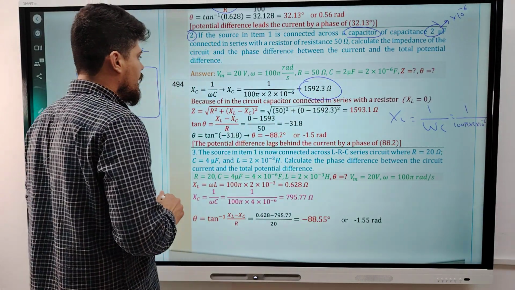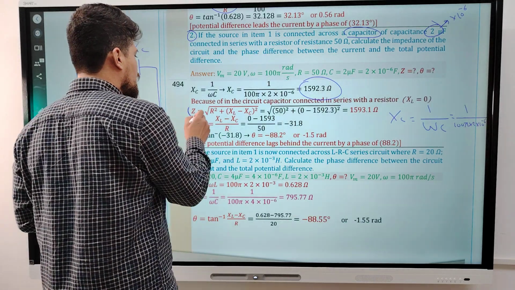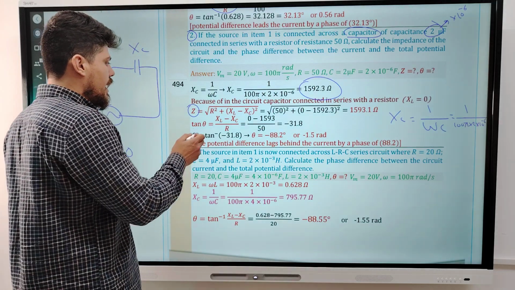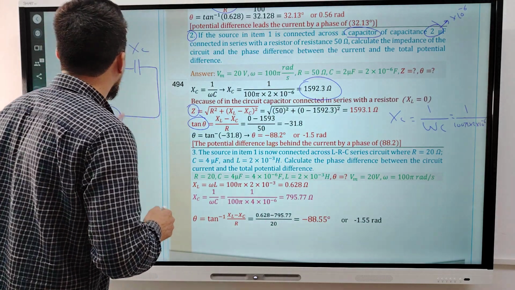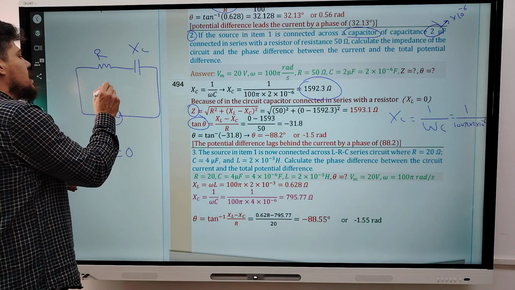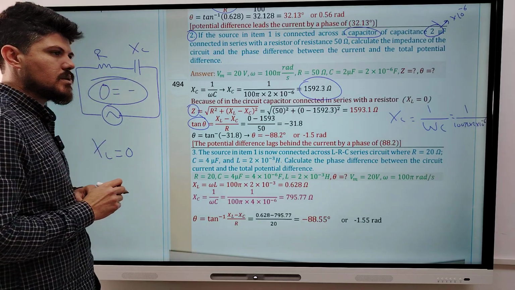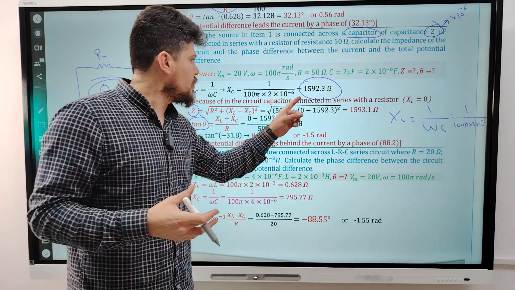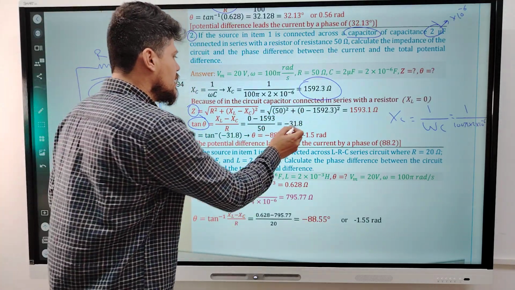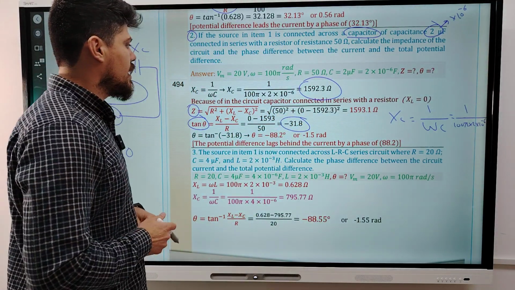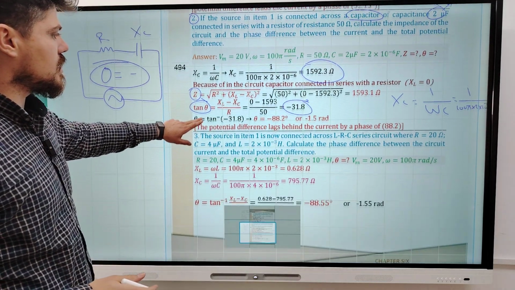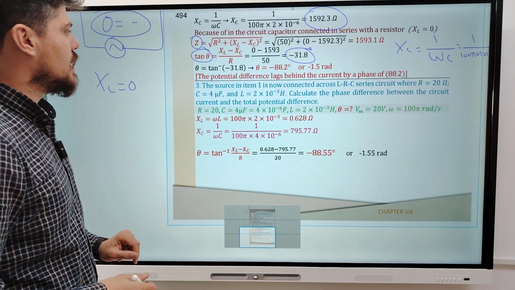1592.3 ohm. After finding XC, you can find Z. It is too easy, just replace, okay? And the theta, because in the circuit we only have capacitance, the theta should always be negative. Okay? Because XL is 0, and XC is bigger than 0, that is why the angle should be negative. The potential difference lags behind the current.